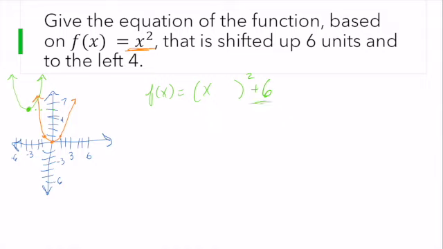Now, I'm going to shift 4 to the left. But do I add 4 or subtract 4? Remember, it's opposite. If I want to go to the left, I'm actually adding 4. So this would be my function shifted 4 to the left and 6 up. This would have been to the right if we added negative 4.